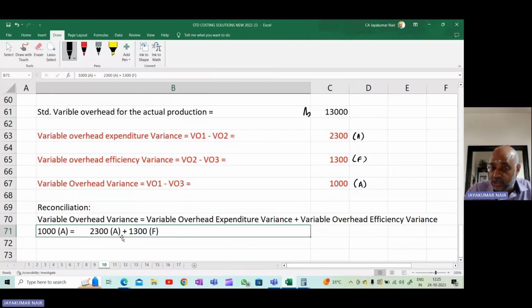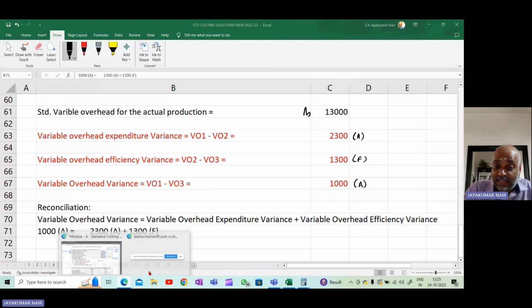Expenditure variance is 2,300 adverse and efficiency variance is 1,300 favorable. So which is greater? 2,300 is greater. So the greater number's sign is adverse. So adverse 2,300 minus 1,300 is 1,000. So right hand side value is equal to the left hand side value. So we have reconciled the variable overhead variances that we have computed.